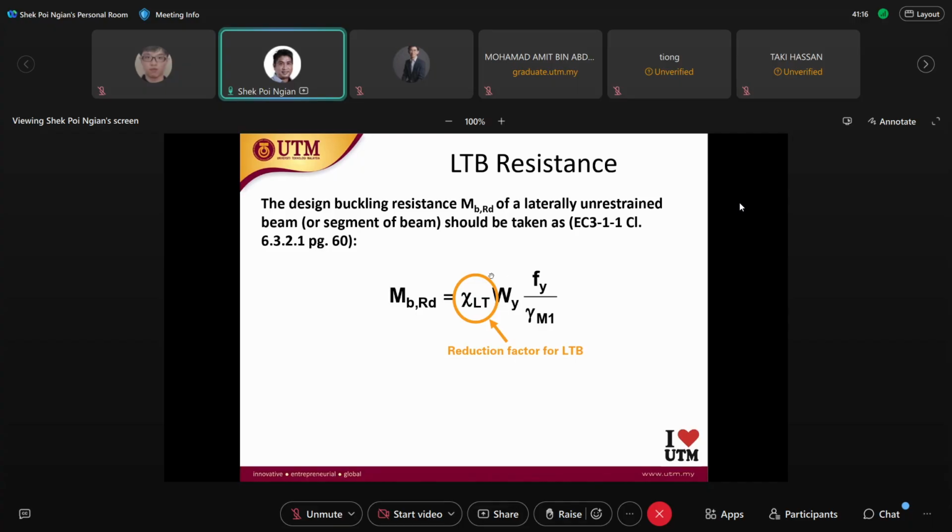So the only thing here, the chi is the one that determines the resistance. The most important parameter to determine your buckling moment resistance. Because W, Fy, gamma M1 are all from the restrained beam. It seems like the restrained beam. The only difference is you have to multiply with the reduction factor for lateral torsional buckling, chi LT.